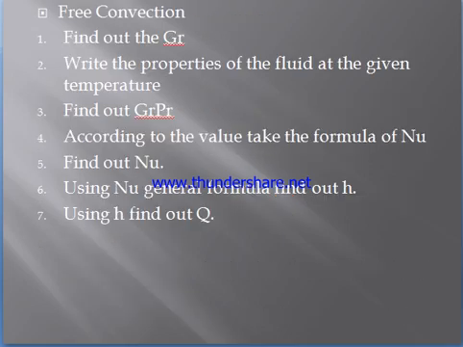Next one is free convection. In free convection, instead of Reynolds number, we have to find out the Grashof number. Once the Grashof number is found out, we have to multiply that Grashof number with the Prandtl number. The Prandtl number can be taken from the data book, and the formula for Grashof number is also available in our data book. According to the value of Gr Pr, we have to take the formula of Nusselt number. Once the Nusselt number is found out, as in the case of forced convection, we have to find out the h value. Once we have solved the h value, then we can find out the Q value. That is, Q = h A delta T.